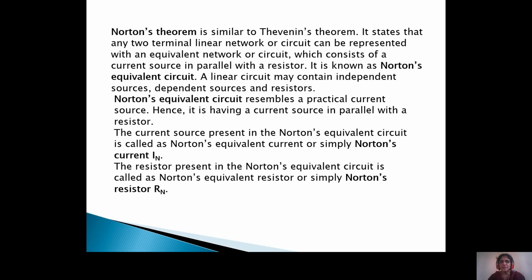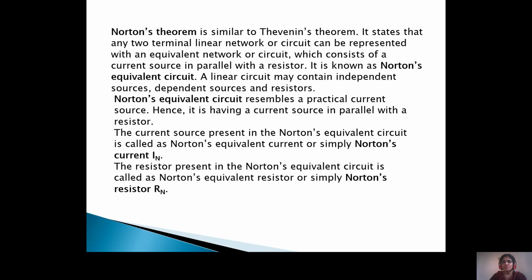The current source present in Norton's equivalent circuit is called Norton's equivalent current, or simply Norton's current. In Thevenin's, it is Thevenin's voltage; here we consider the current source. So we get Norton's current IN.